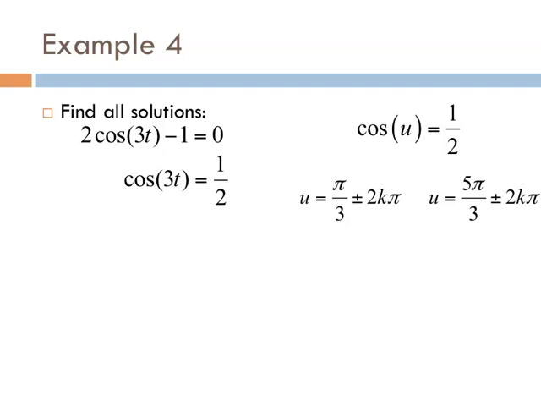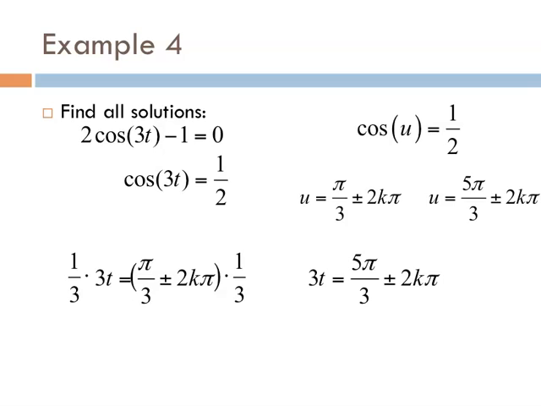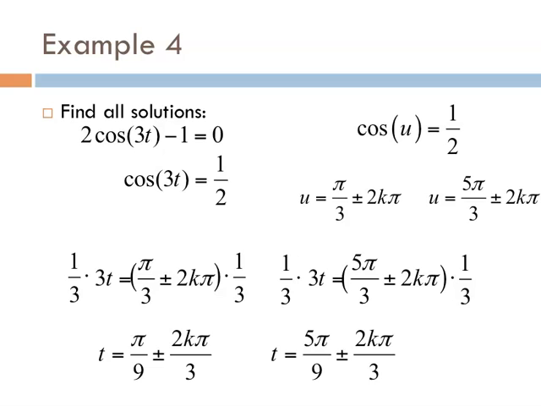Okay, now instead of writing u equals, remember we're solving for t, so since we did the substitution that u is equal to 3t, now let's write that 3t is equal to pi over 3 plus or minus 2k pi. We're going to get t by itself, so we're going to have to divide both sides by 3 or multiply both sides by 1/3. So when we do that, now we have t equals pi over 9 plus or minus 2k pi over 3. In the second one, do the same thing. So divide both sides by 3. We end up with t equals 5 pi over 9 plus or minus 2k pi over 3.